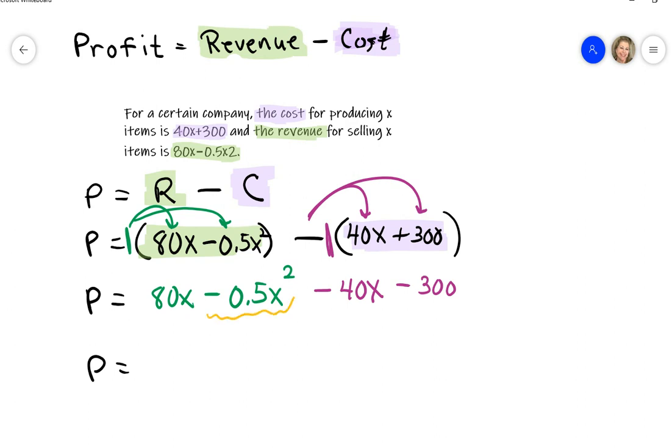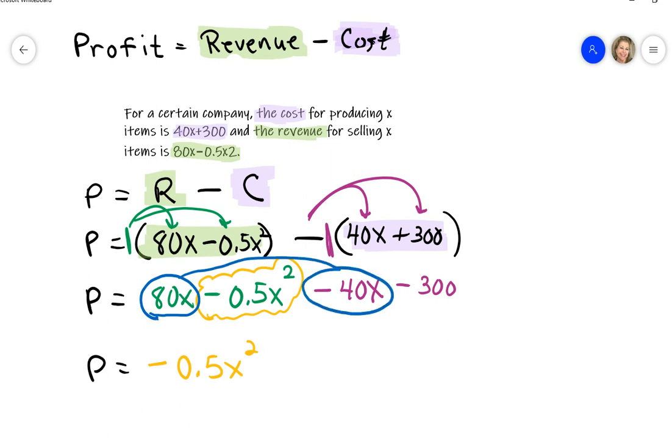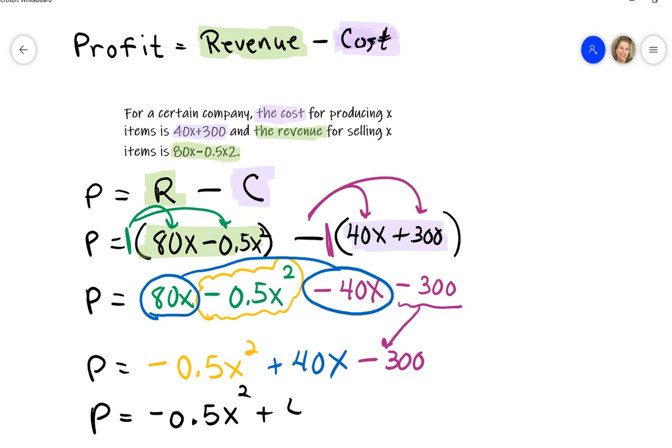And the highest exponent is this guy, so he would go first. I'd have a negative 0.5x squared. Then I've got a 40x here and a negative 40x there. That would combine to be a positive 40x. And then all I have left is this negative 300, so he just goes right here. So my final answer without all the color would be profit equals negative 0.5x squared plus 40x minus 300.